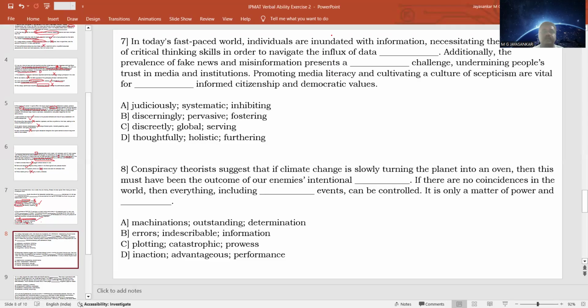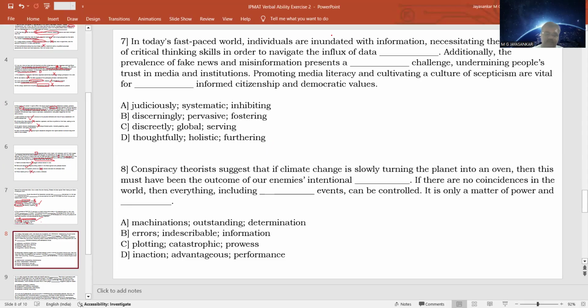Additionally, the prevalence of fake news and misinformation presents a kind of challenge, undermining people's trust in media and institutions. Promoting media literacy and cultivating a culture of skepticism. What is skepticism? Not blindly believing anything. You need to look at everything with a suspicious side. That is skepticism. You won't readily believe anything that you hear or read or are exposed to. You have to cultivate a sense of suspicion or questioning to everything that is provided to you, so that you are able to separate the truth from the falsehood. That is skepticism, vital for dash informed citizenship and democratic values.